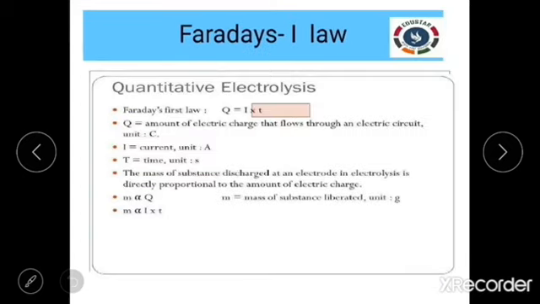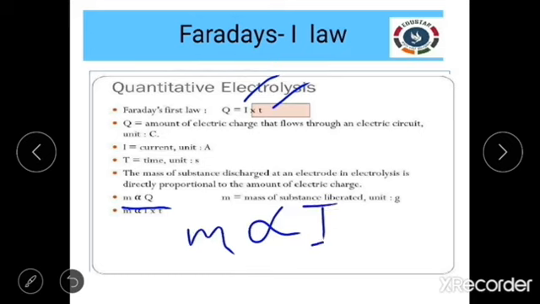Now Faraday's first law is given as Q is equal to I t. I is the current given in amperes and t is the time measured in seconds, right? Now mass is proportional to Q. Q can be written as I into t. So m is proportional to I into t. This is Faraday's first law.